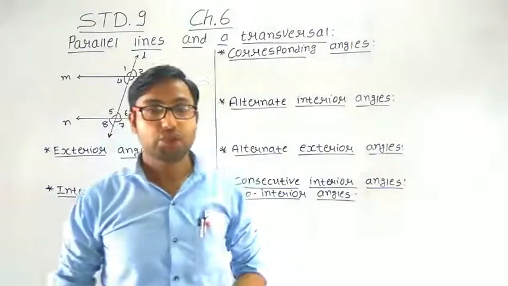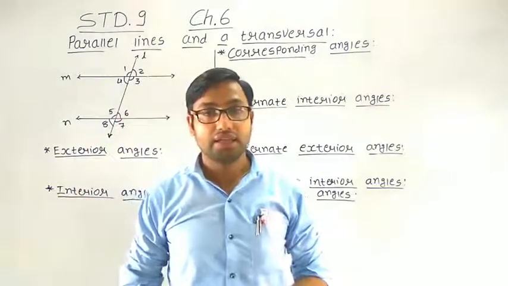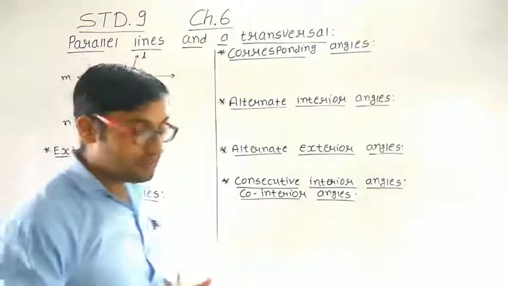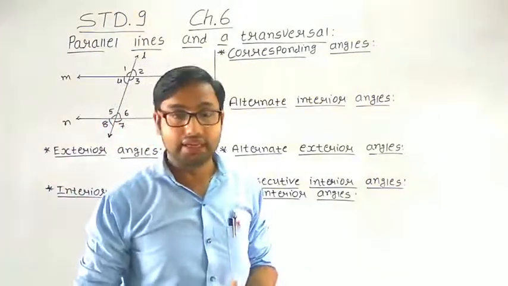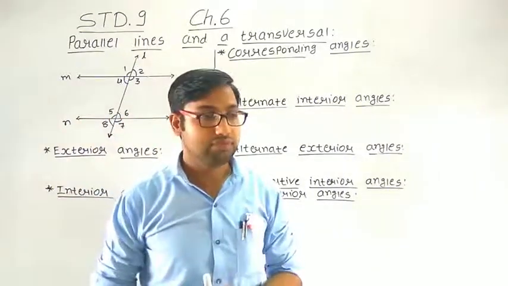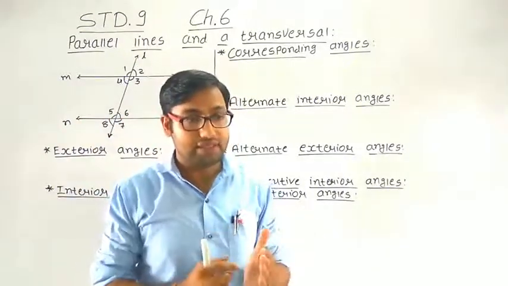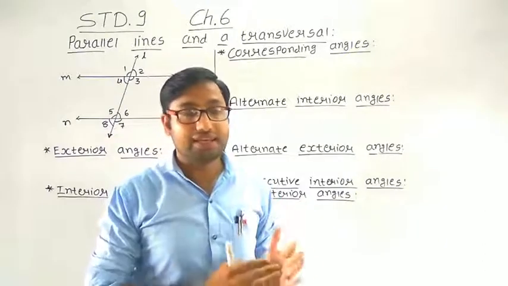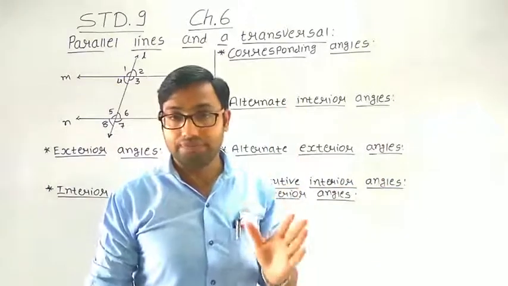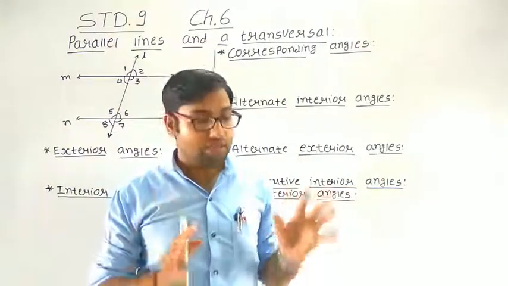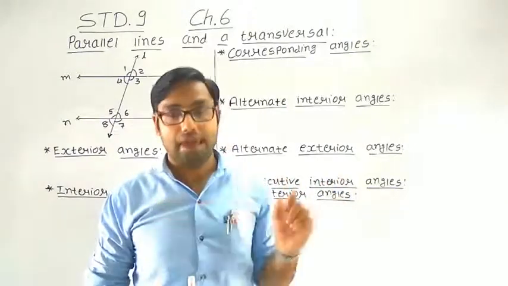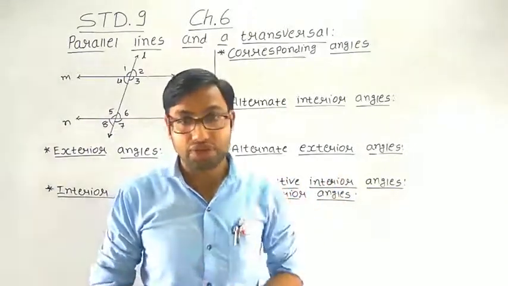Hello students, today we will study the next topic of chapter number 6, standard 9, lines and angles. Till now we have studied the types of angles, and then we solved exercise 6.1, which is related to a line with a ray standing on it. Basically, we used the linear pair concept here.